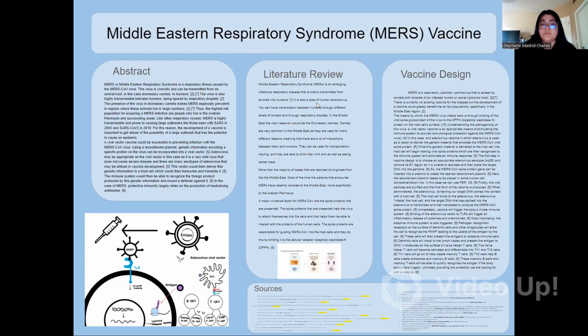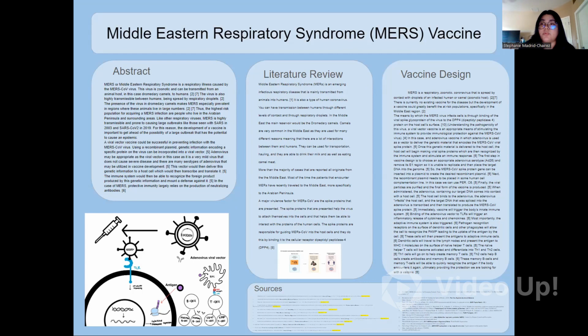Like previously mentioned, MERS is a zoonotic disease, and the reservoir hosts are the dromedary camels. They're very common in the Middle East, making it very easy for the disease to be spread. Some examples of the interactions that they have with humans are the usage of them for transportation, hauling, and ingestion of their milk and meat.